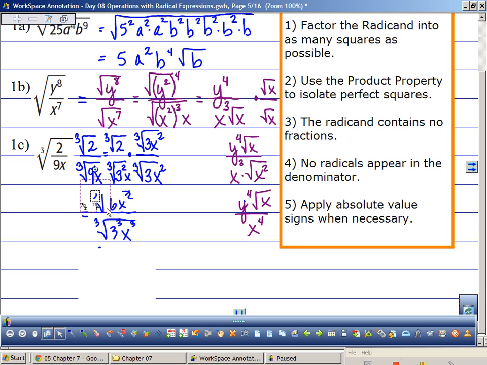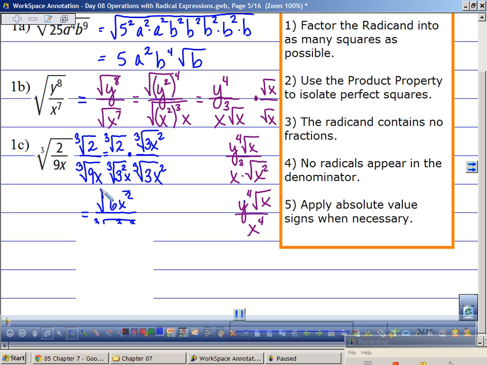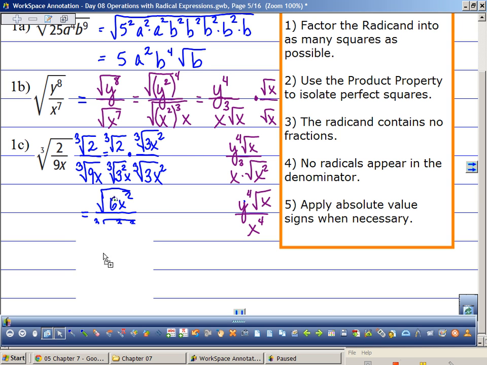Something happened. I don't have anything covering it. I don't know what that is. Okay. So now I have, it's supposed to be a 3. Thank you.